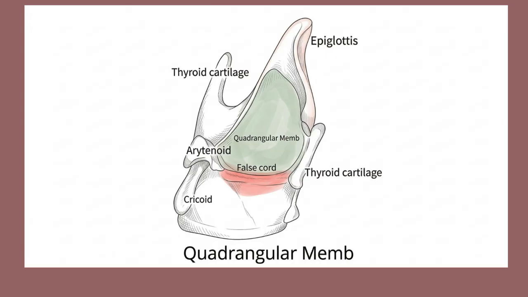So now you know that the quadrangular membrane is providing you the lower free border which becomes the false vocal cord, and the superior border goes into the aryepiglottic fold. The quadrangular membrane also plays a role in maintaining the integrity of the larynx. It supports the aryepiglottic folds and the false vocal cords. While it is not directly involved in the phonation, it is part of the protective mechanism of the larynx.